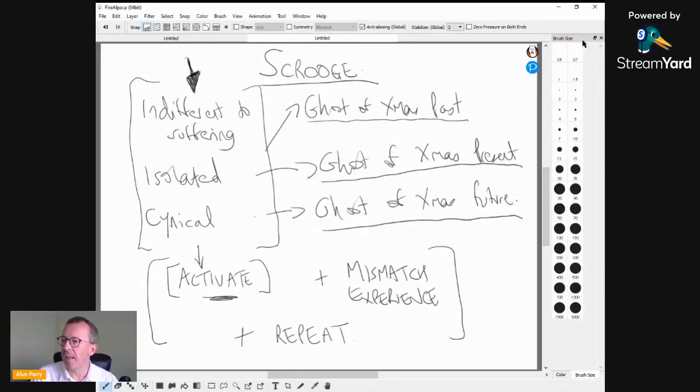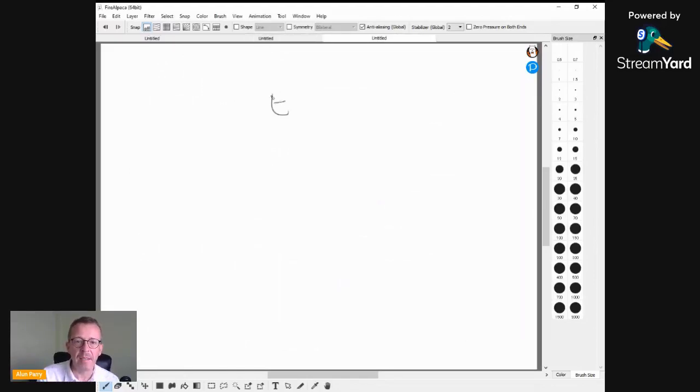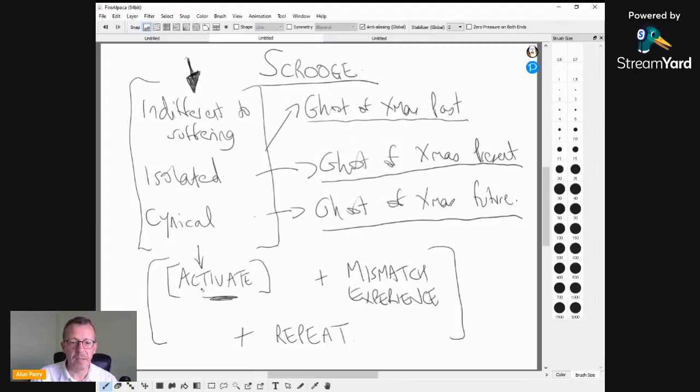And as a result, of course, while Scrooge starts off with this indifference to suffering and sense of isolation and sense of cynicism, that is completely rewritten. What we end up with at the end is that Scrooge has empathy, sees the importance of community, so is no longer isolated anymore, and also has this optimism about human nature. And of course, the reason why is because that old trauma that fed into the schema and the beliefs that come from that has now been rewritten by this activate plus mismatch experience.